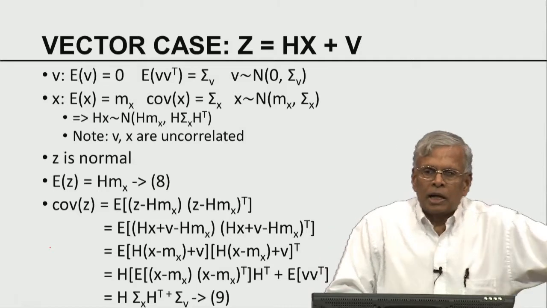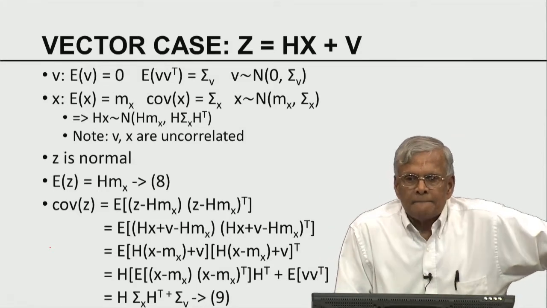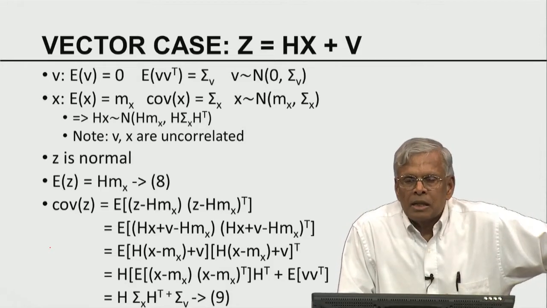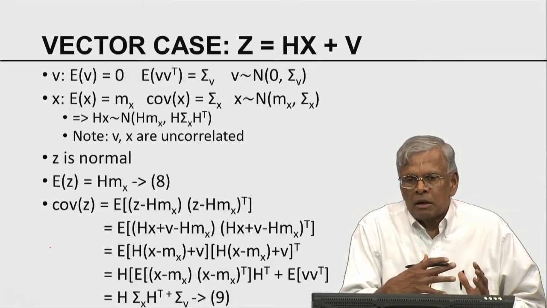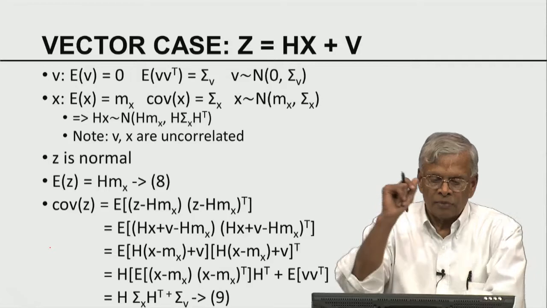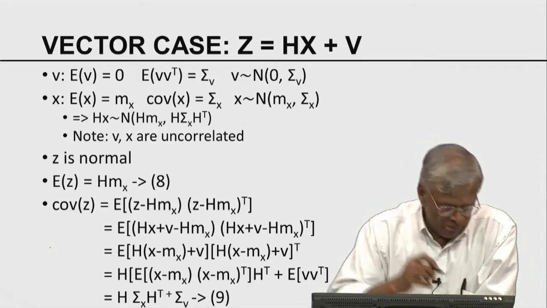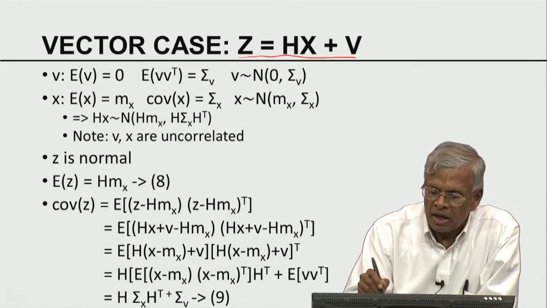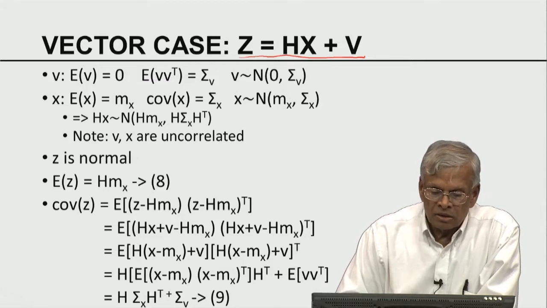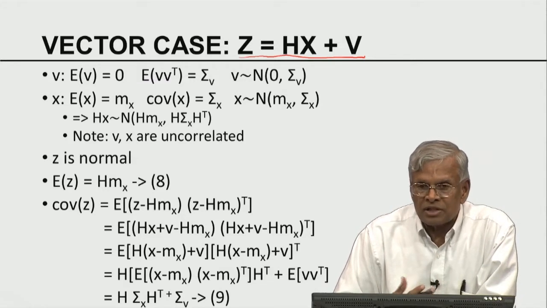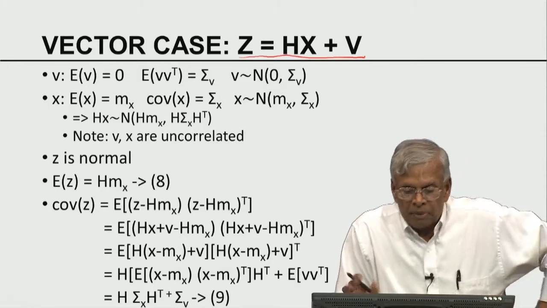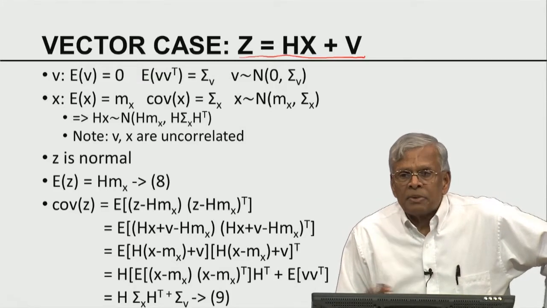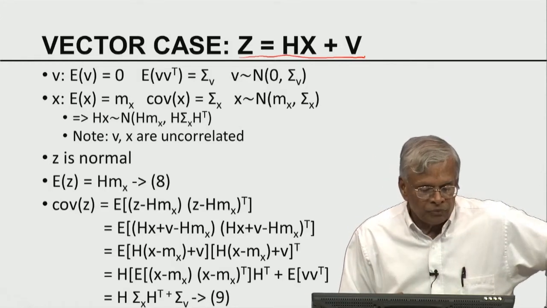We continue our illustration of the Bayesian estimate, Bayesian least square estimates. For the vector case, we have already seen the properties of the Bayesian estimate for the simple linear case. This is an extension to a vector case. So z is equal to h of x plus v, z is a vector in Rm, x is a vector in Rn. All the properties of matrices and vectors we have been utilizing all along.